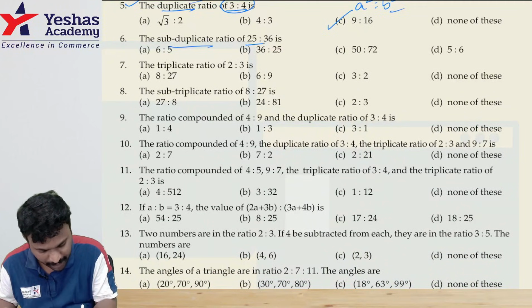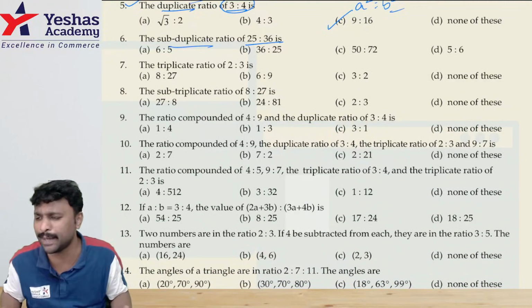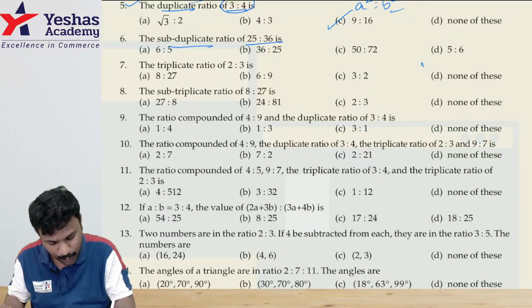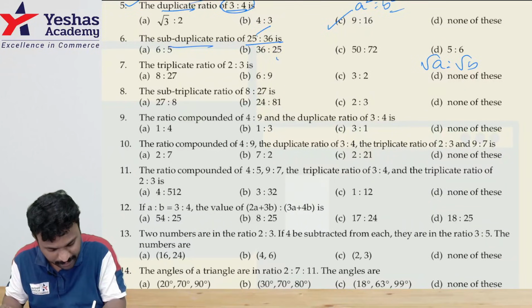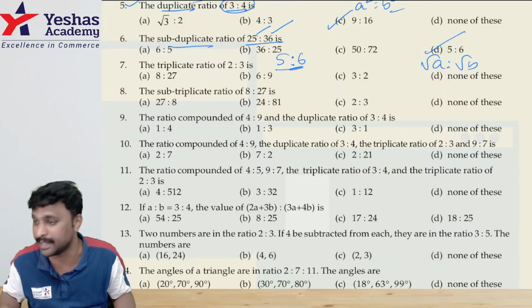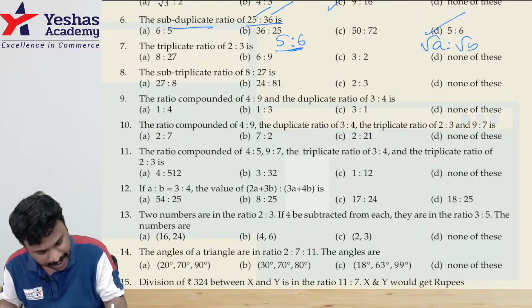Subduplicate ratio of 25 is to 36. Guys, what is the subduplicate ratio of A is to B? Root A is to root B. Therefore, the square root of 25 is 5. The square root of 36 is 6. So 5 is to 6. That means option D is the right answer. Have you all understood? Moving on to the next question.